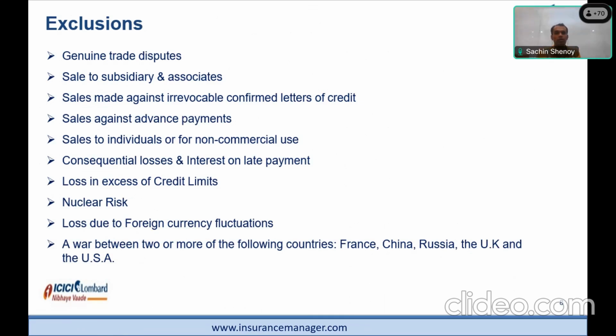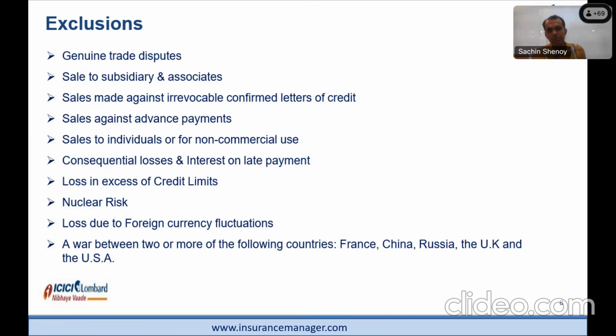For example, if you have an entity based in the US, you're exporting from here to the US entity, and then the US entity is subsequently supplying to the end customers there. In that case, we can cover the Indian entity as well as your US entity as insured. The Indian entity will become insured, the US entity will become additional insured, and we can cover the local sales which your US entity does in the US market. So we are not covering your first leg, that is the sale from parent entity to subsidiary, but we can cover the subsidiary's sales to the end customers.